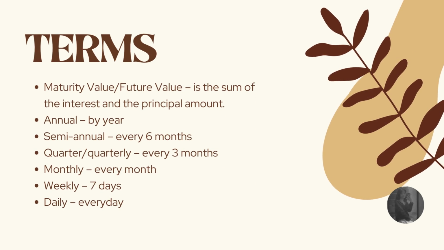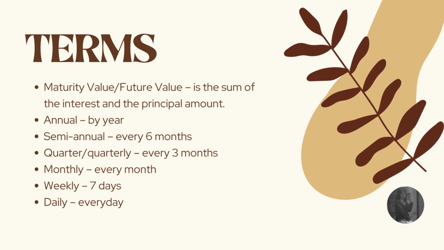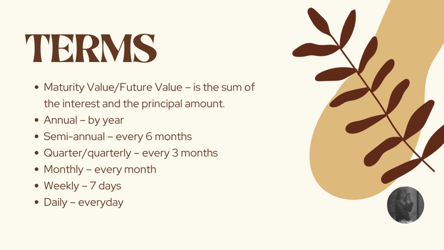So here are the terms that you can use as a guide in solving the following problems. First is maturity value or future value. It is the sum of the interest and the principal amount. Next is annual. It is by year. Next is semi-annual. It is every 6 months. Quarterly means every 3 months. Monthly means every month. Weekly means 7 days. Daily is every day.